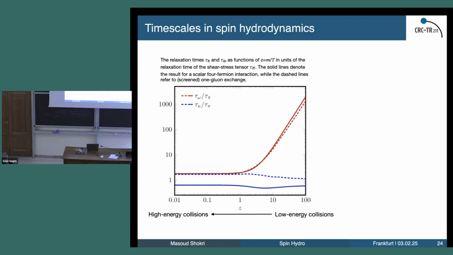So maybe you can interpret this as if you are in high energy collisions, then your spin potential relaxes very fast. But if you go to lower energies, and mass over temperature is large, then it might be the case that it takes a very long time for the magnetic component to relax.